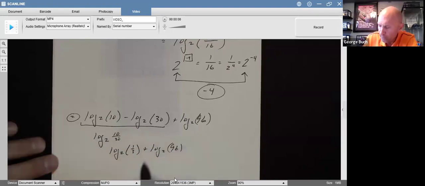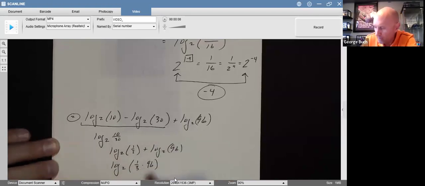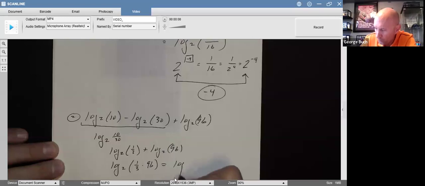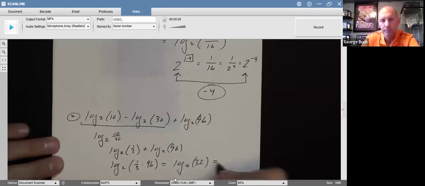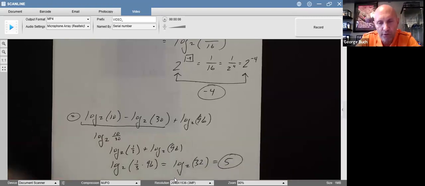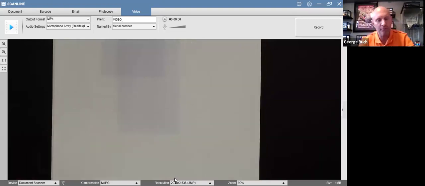And now the plus means multiply. So this is log base 2 of 1/3 times 96, or 96 divided by 3, which is what? Log base 2 of 32. So 2 to what power is 32? 5. 2 to the 5th power is 32, so therefore log base 2 of 32 is 5. So that's how we use our law of logs to combine these pieces, and then use your basic log property to simplify.